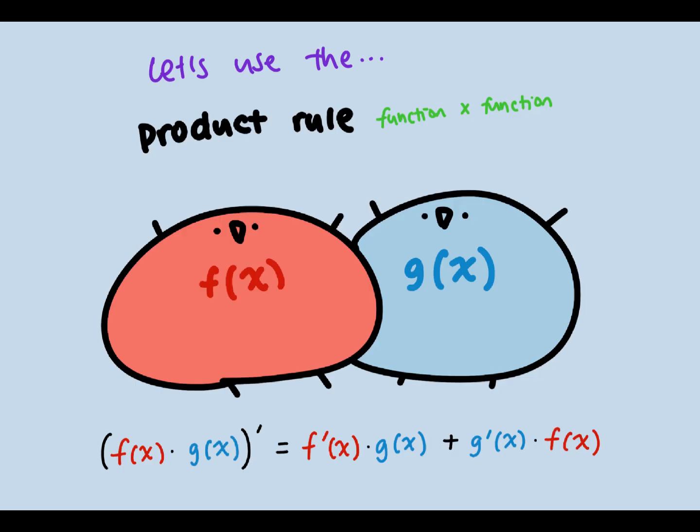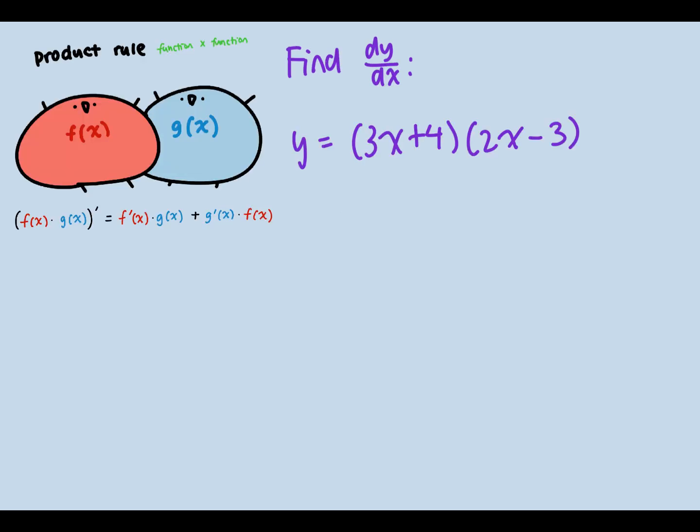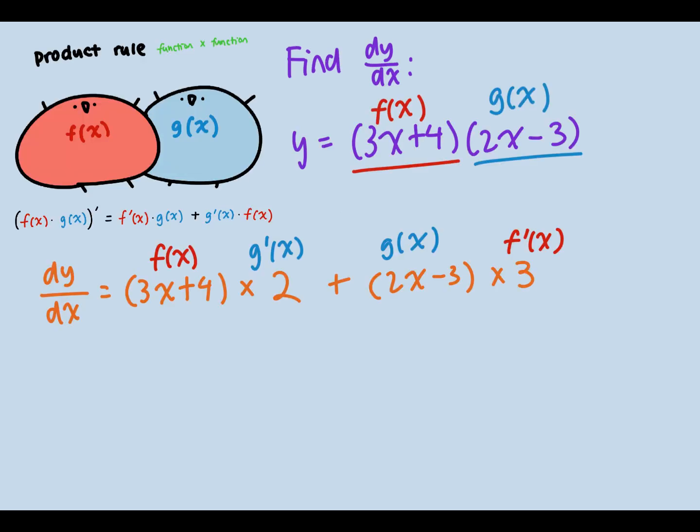The product rule simply states that the derivative of a product of two functions is the first function times the derivative of the second function plus the second function times the derivative of the first function. The derivative is equal to 3x plus 4 multiplied by 2, plus 2x minus 3 multiplied by 3, which is 6x plus 8 plus 6x minus 9. After combining like terms, we get dy/dx equals 12x minus 1.